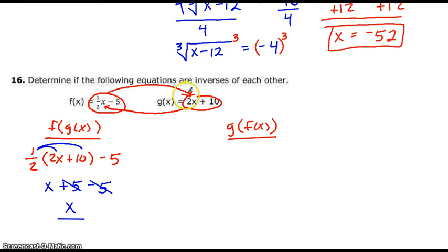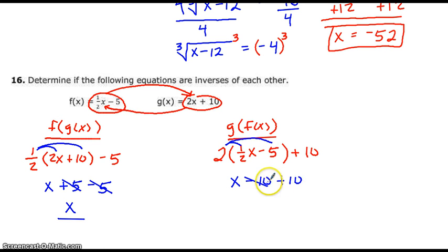So I'm going to take the f, plug it in for x here. So that'll look like this. Okay, distribute your 2. 2 times 1/2 cancels out. 2 times negative 5 is negative 10. Plus 10, those cancel, leaving you with x. Since they both simplify down to x, the answer is yes. These are inverses.